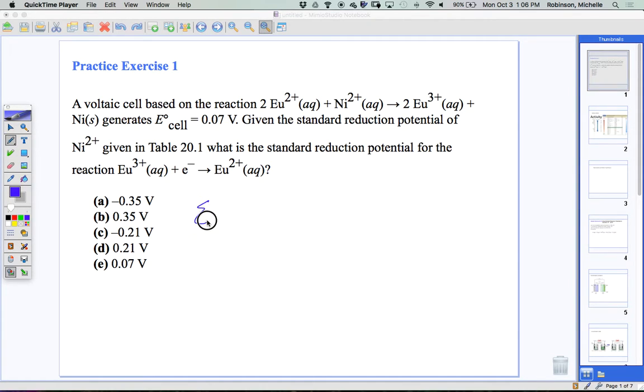Basically, if we want to do it this way, it was cathode minus anode. And which one's which? Nickel in the equation is the cathode. Why? The nickel's being reduced, so it's the cathode. And the europium is being oxidized, so it's the anode.